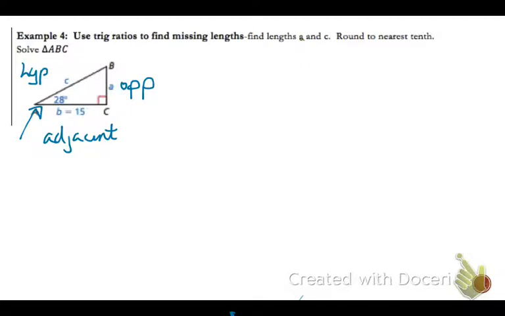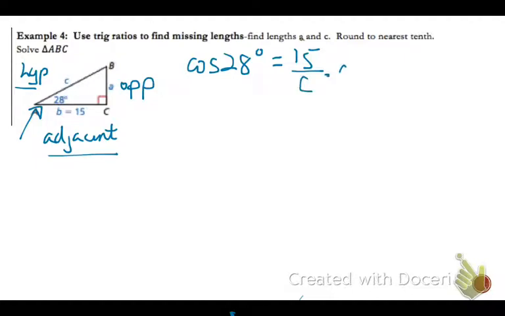So we know an angle. So we think, what trig function involves the adjacent, that's what we know, and the hypotenuse, what we want to know? Well, that would be cosine. So we could set up an equation, and we could say the cosine of, this time we know the angle, so we're going to put the angle in there, 28 degrees equals 15, because that's the adjacent length, over C.